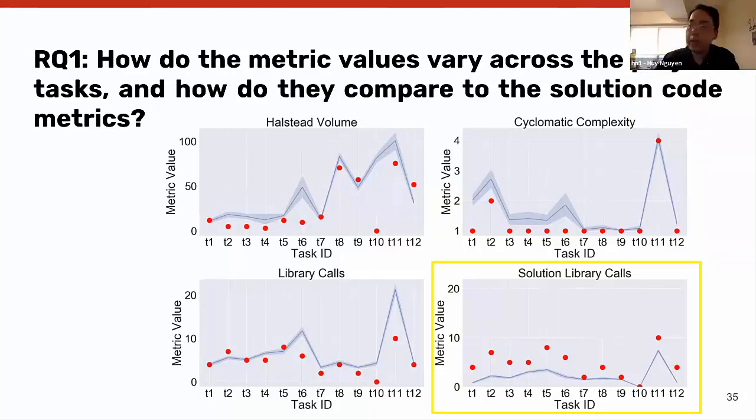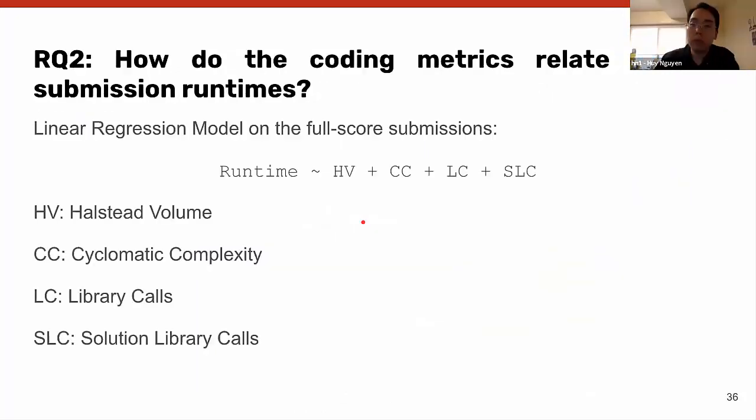So in summary, from these four graphs, we have identified variations in the coding metrics across tasks, where task 11 could be considered the most complex. At the same time, there were notable gaps in the code metrics between the student and the solution's implementation of task number 10. To better understand these metric differences, we next examine their relationship with the outcome of each submission, which can be measured by the runtime as well as the score.